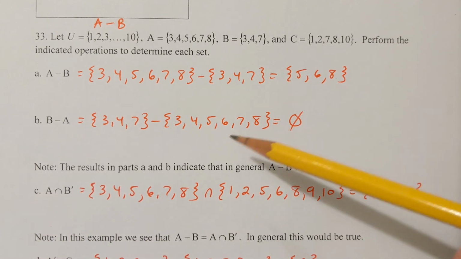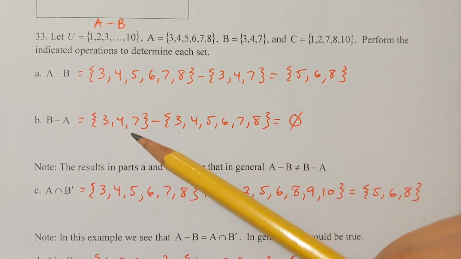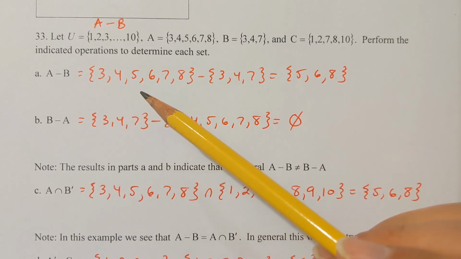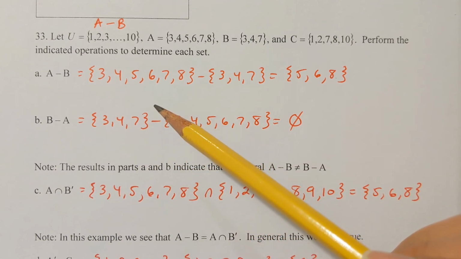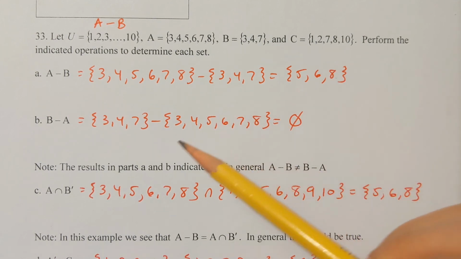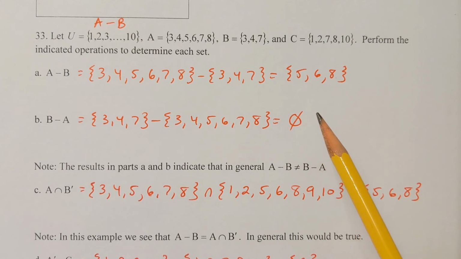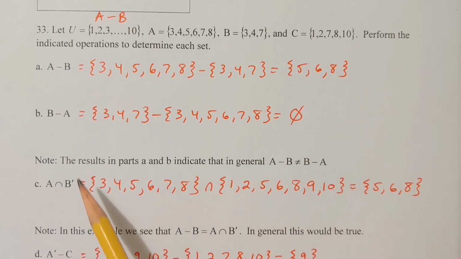So I end up getting, and I'm removing other things too, that's fine, but with subtraction, you're always going to start off with the set that is written first, and you're going to keep track of what's in there and what's not. So everything in B got removed, so I'm going to end up with a set with nothing in it, or the empty set.